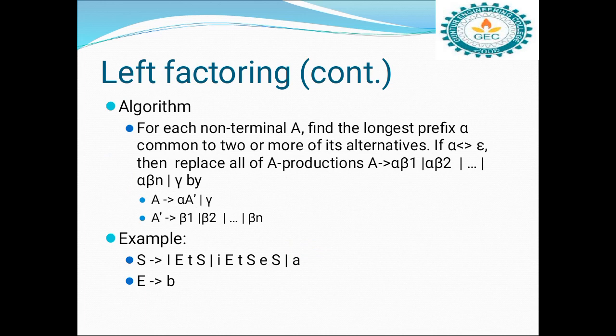So this is the algorithm and an example of left factoring. A tends to alpha A dash or gamma, and A dash tends to beta 1, beta 2 and beta 3. So this is another example of left factoring.